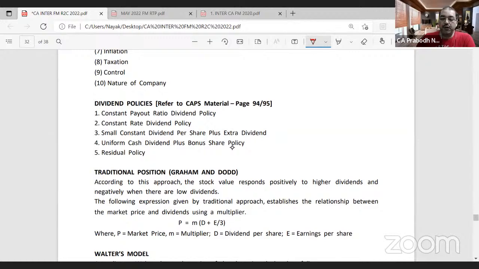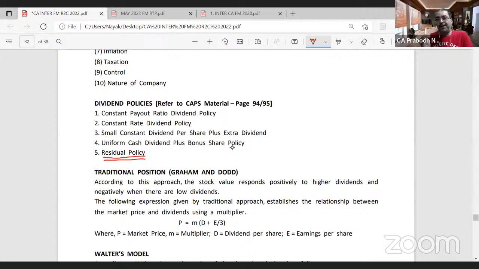Uniform cash dividend plus bonus share policy, or residual policy. Residual policy has sometimes been asked in the examination, so it will be important for you. What is the residual policy of payment of dividend? Whatever profits are available at the end of the year, if you feel you require them for further expansion of business or additional investment in some project, and along with the investment in the project we require some additional working capital also.